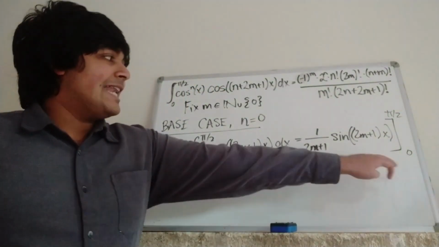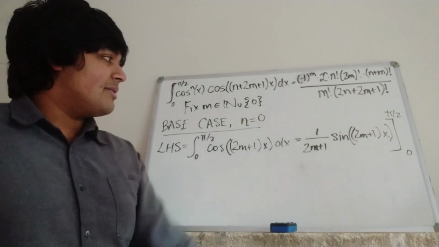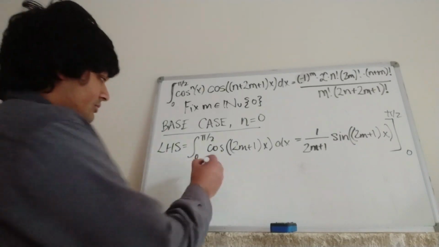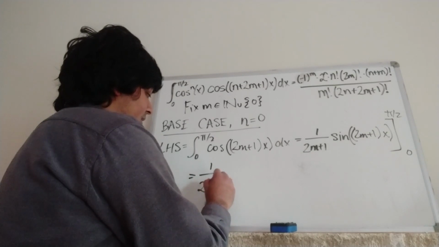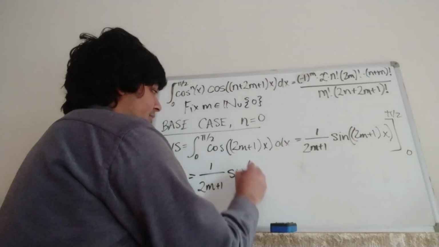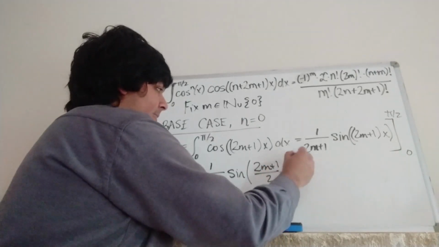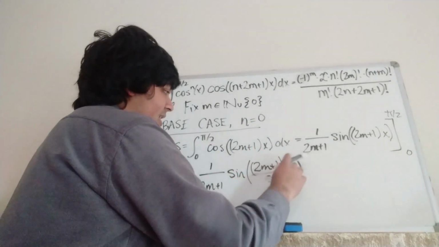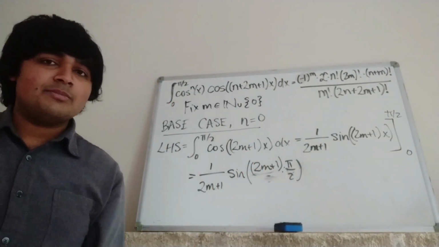Now clearly when we plug in x equals 0, we're going to get 2m plus 1 times 0, which is 0, and sine of 0 is 0, so that vanishes. So we only need to worry about when x is pi over 2. So this is just 1 over 2m plus 1 times sine of (2m plus 1) times pi over 2. Okay, so we've got an odd number times pi over 2.